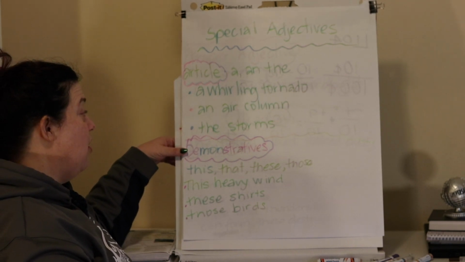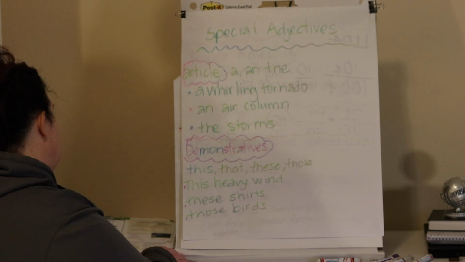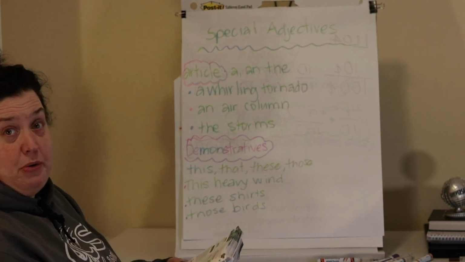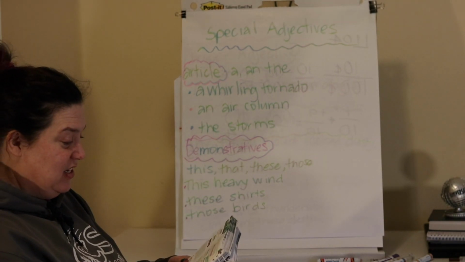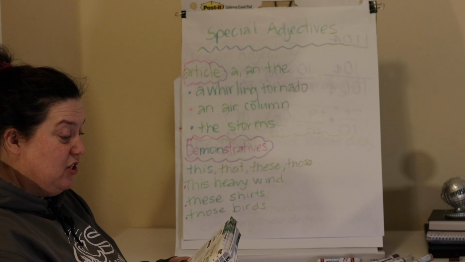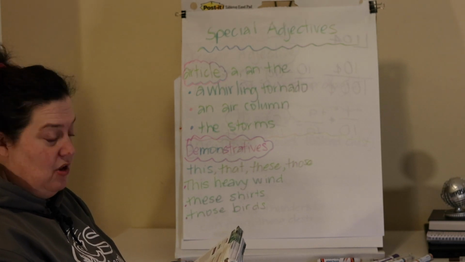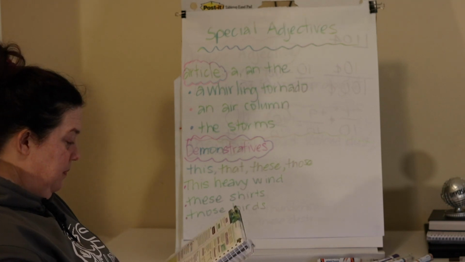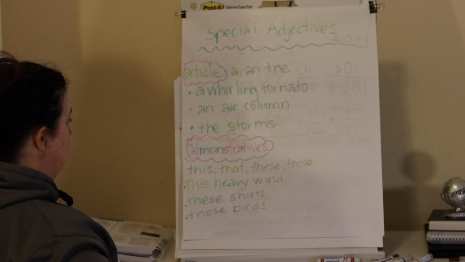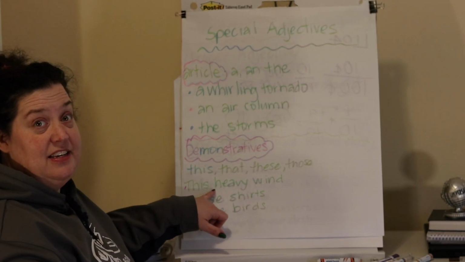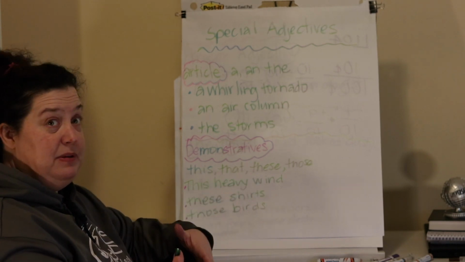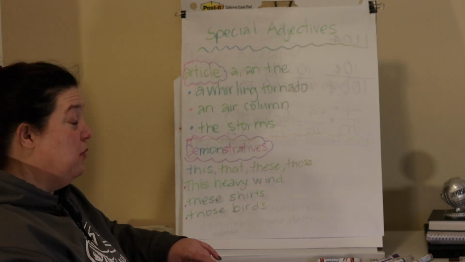Our next ones are demonstratives. Demonstratives are pronouns used as adjectives. They point out the position of objects, persons, or places. This, that, these, and those are demonstratives. This heavy wind. This means it's close by and there's one wind.